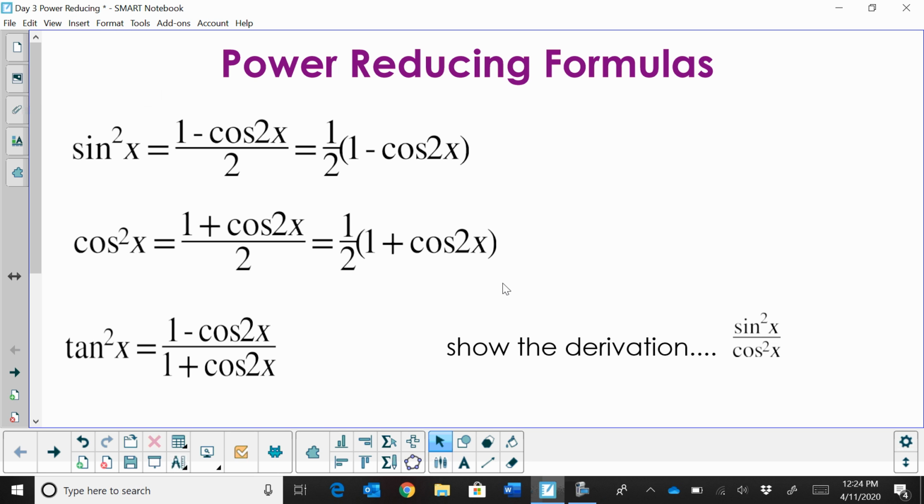Today we're going to look at power reducing formulas. So here are the formulas, the three formulas we're going to work with algebraically.